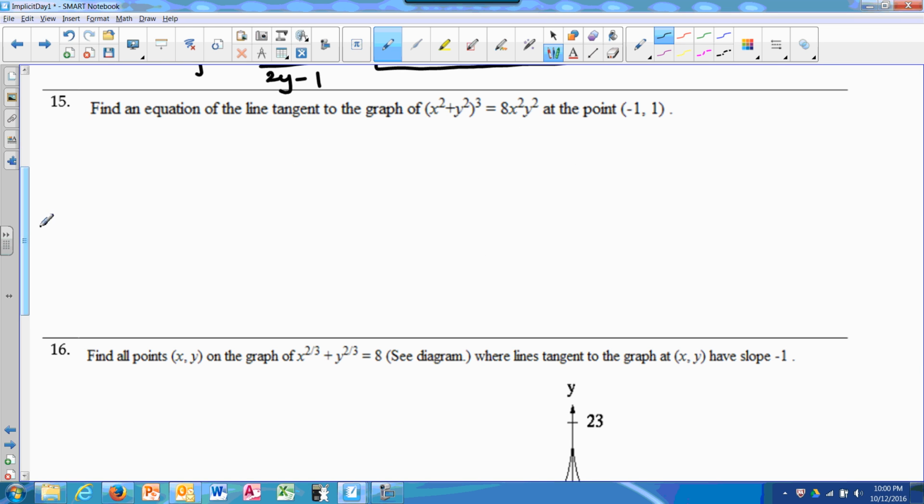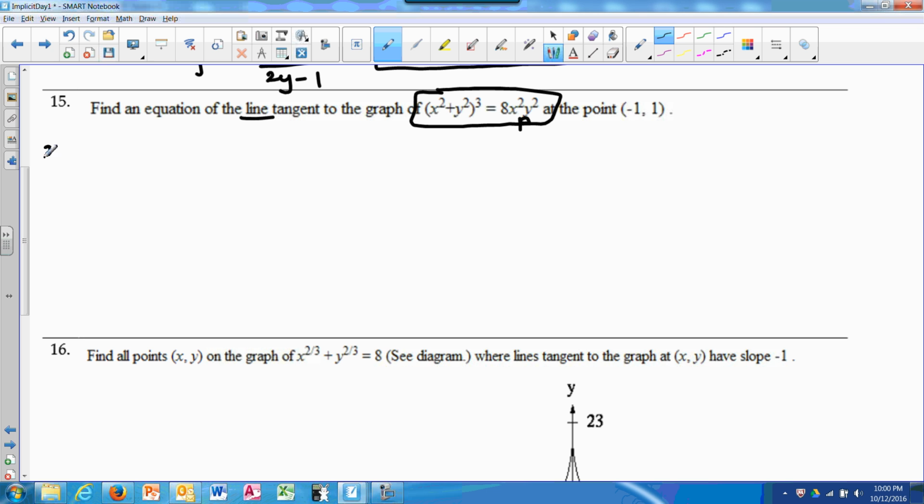For number 15, we gave you the entire point, negative 1, 1. Equation of the line tangent. Notice it only says line. There may only be one. So we're going to circle. We have a chain rule here, but no product. We have a product rule for this part.